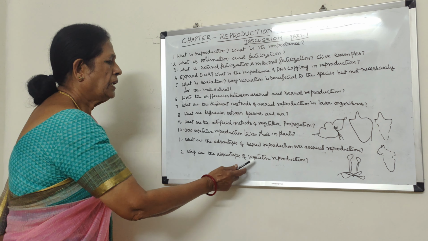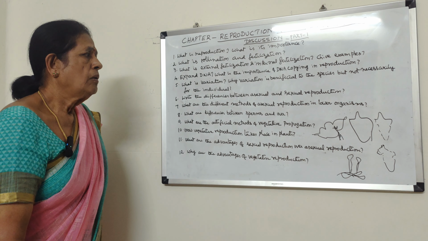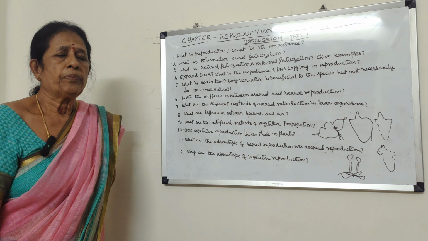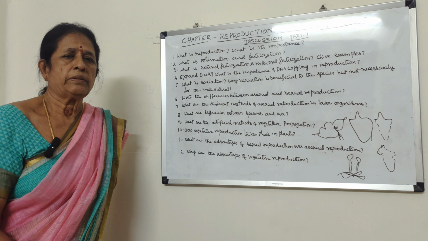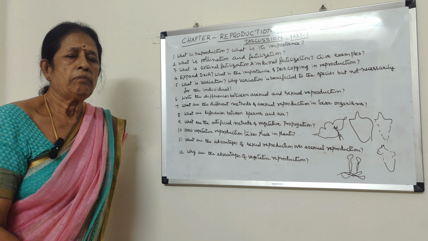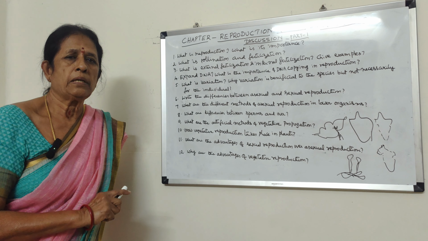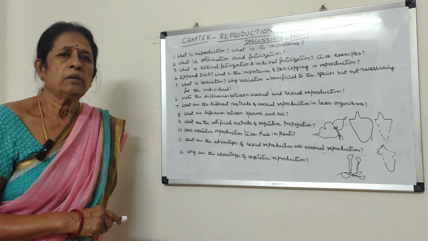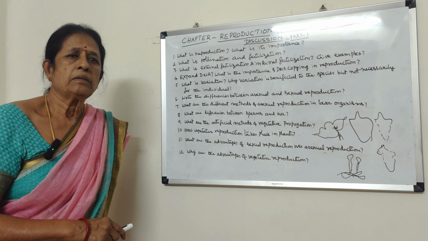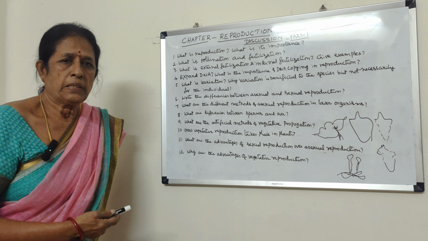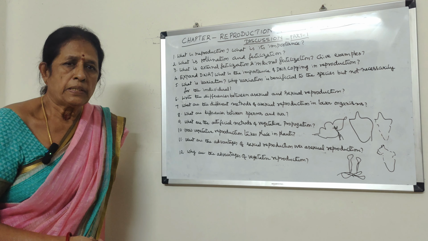Next, what are the advantages of vegetative reproduction? There are certain advantages in vegetative reproduction. Let us say a gardener has a plant with all the required characters. He does not want new characters to be introduced in that plant. In such a case, he will adopt vegetative reproduction. Through vegetative reproduction, in a short time, a large number of plants can be grown.